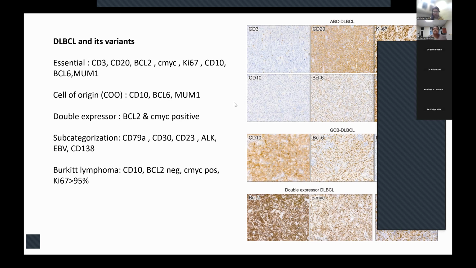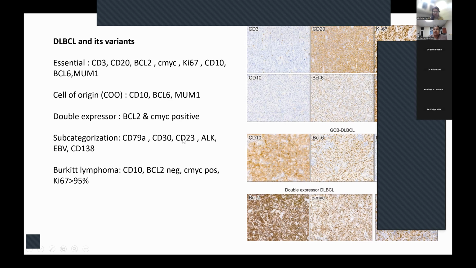Apart from this, the further markers which can be used for subcategorization of the variants of DLBCL include CD23, which is possible in primary mediastinal large B-cell lymphomas, CD30 and ALK in anaplastic large B-cell lymphomas, and EBV, which will help us to identify an EBV-related DLBCL.